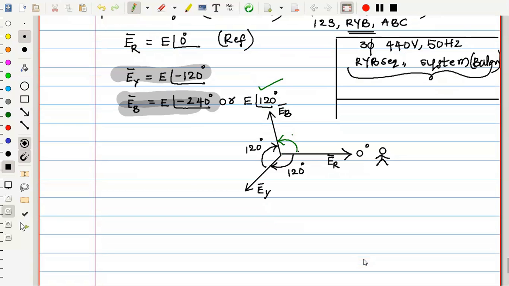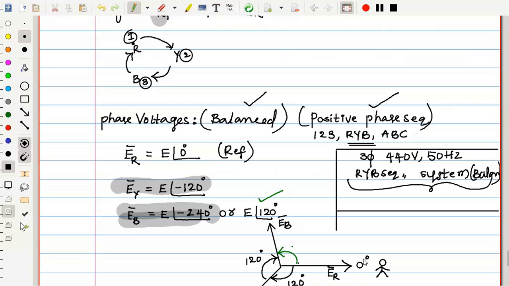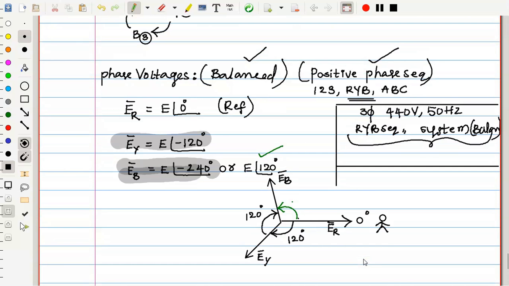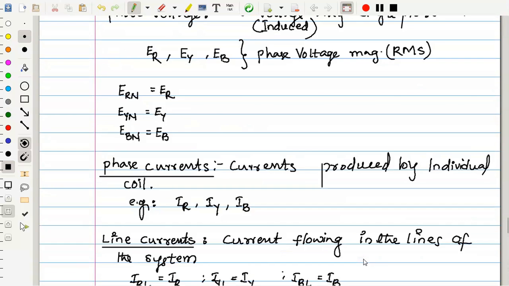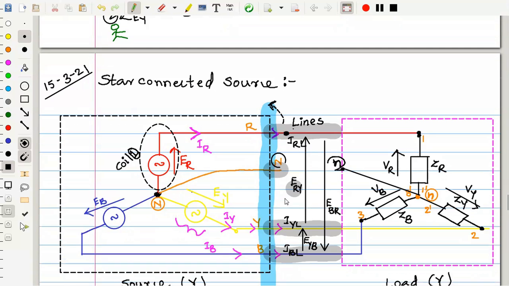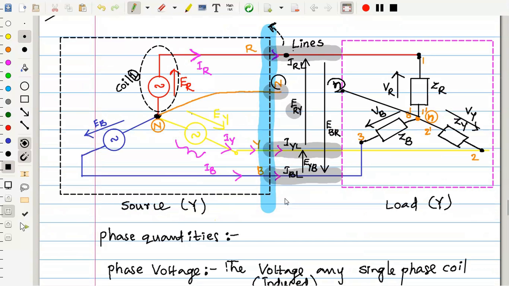So now with this assumption that the phase voltages are balanced positive sequence, I want to derive the line voltages. This is the ultimate goal. What are the line voltages? See that. Now I know the R phase voltage, the Y phase voltage, and the B phase voltage. Can I get the line voltages? For which, let me take up this diagram. Why? Because with the diagram you can understand it better.